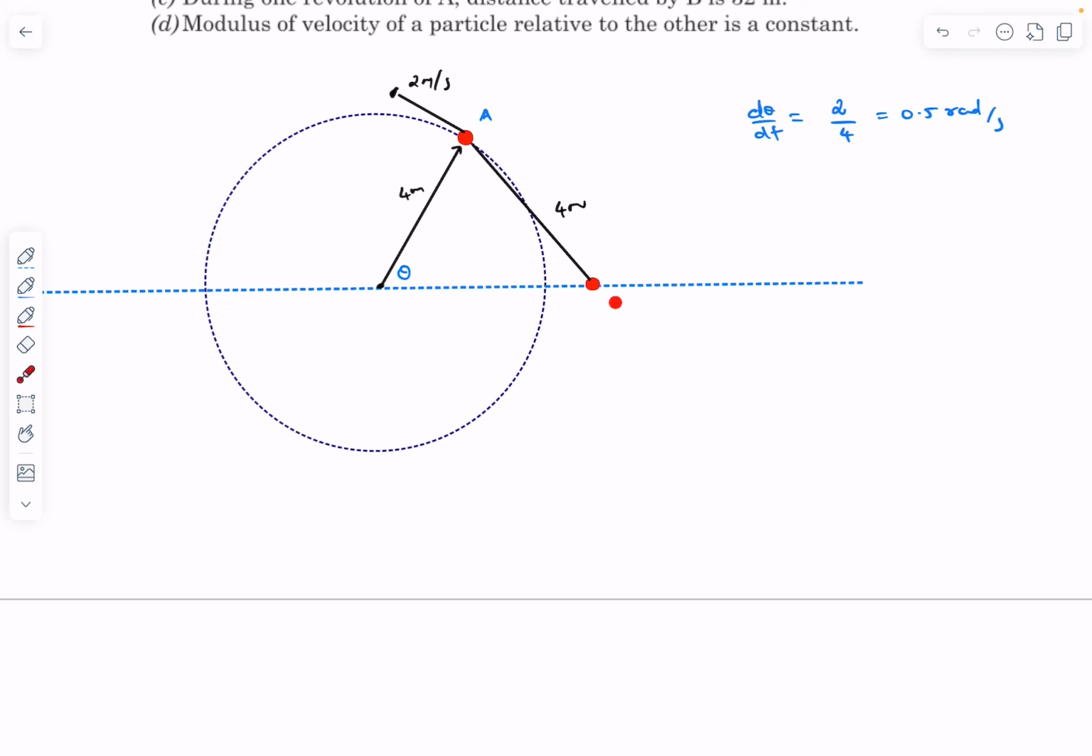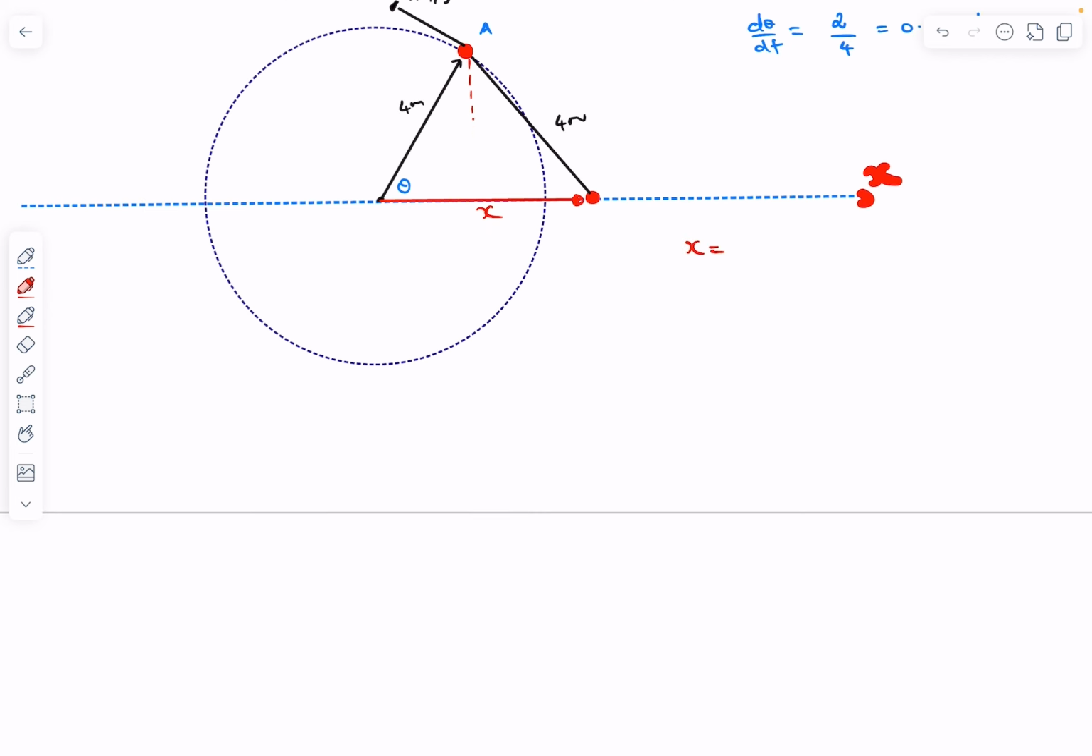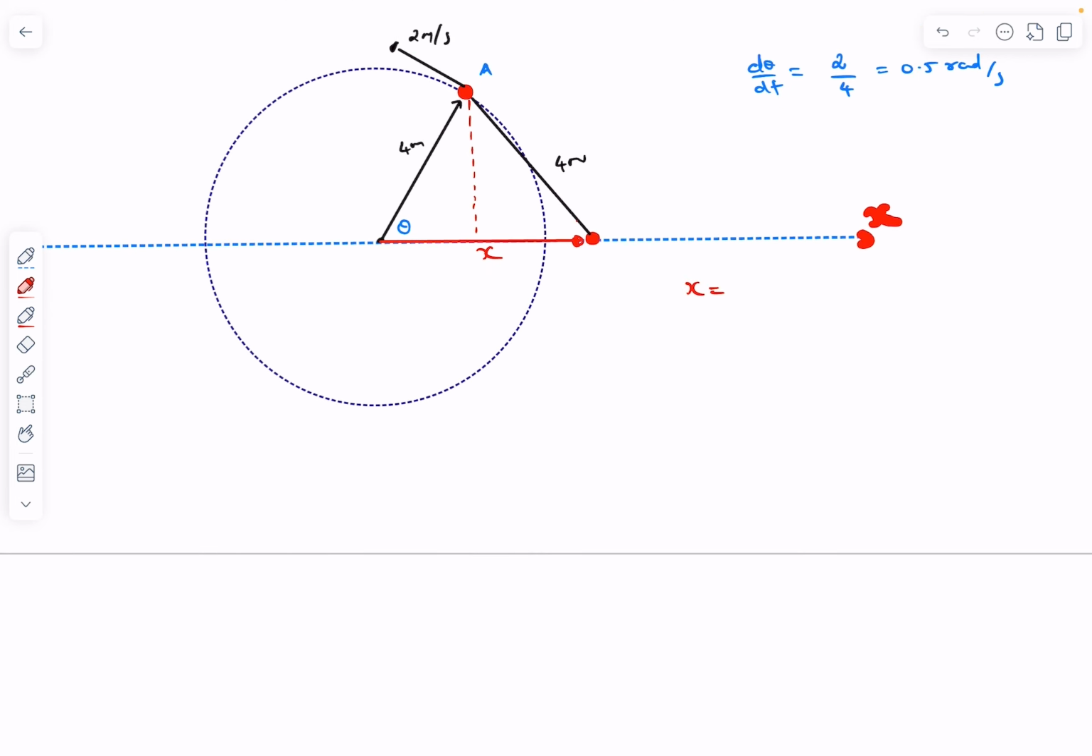Now I know the particle B is constrained to move along the diameter, or along the x direction. So let's just call this the x direction, which means to figure out its velocity, all I have to do is define its position vector, which, let's say, has x coordinate x. X we can easily determine: if this angle is theta, then this angle will be theta as well, because these two side lengths are equal, right? So the base of this triangle is 4 cos theta plus 4 cos theta, which is 8 cos theta.